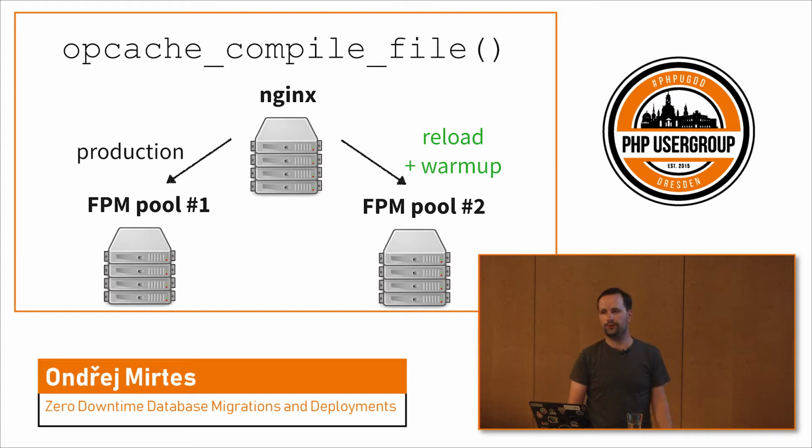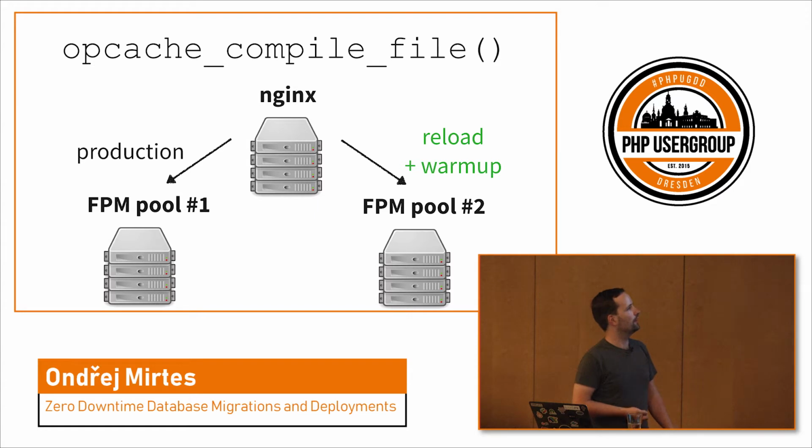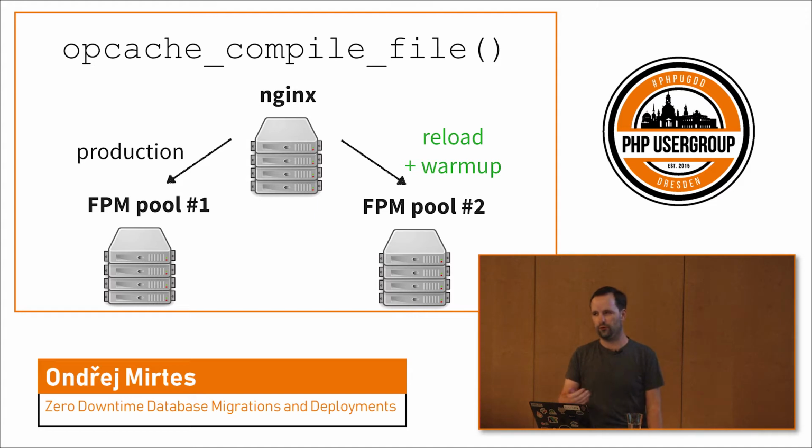As a bonus, once you have two PHP-FPM pools, they can be used for warming up the opcache. So the one that's not in production, the one on the right, you can use it to call opcache compile file on each file from your application. But it has to be done through a web request, because the command line does not share the memory with the FPM pool. So you need some kind of private virtual host in Nginx, not seen from the outside, and you can use it to warm up your opcache.